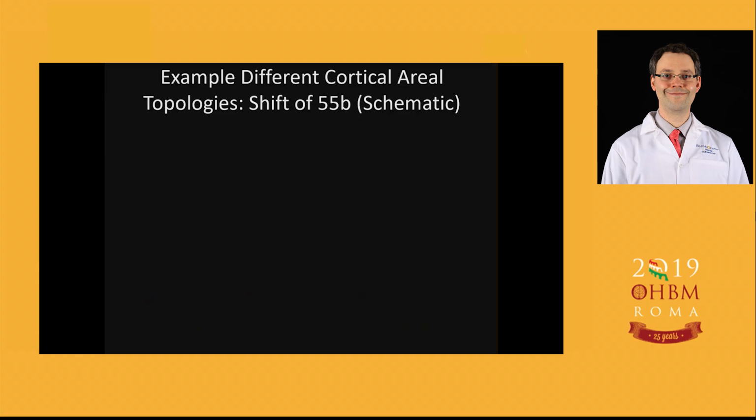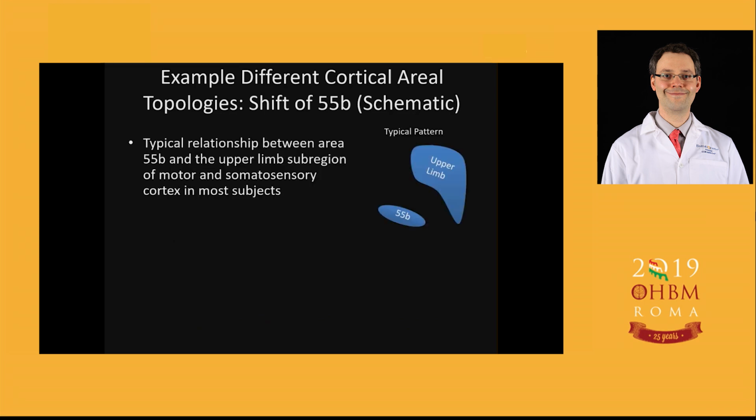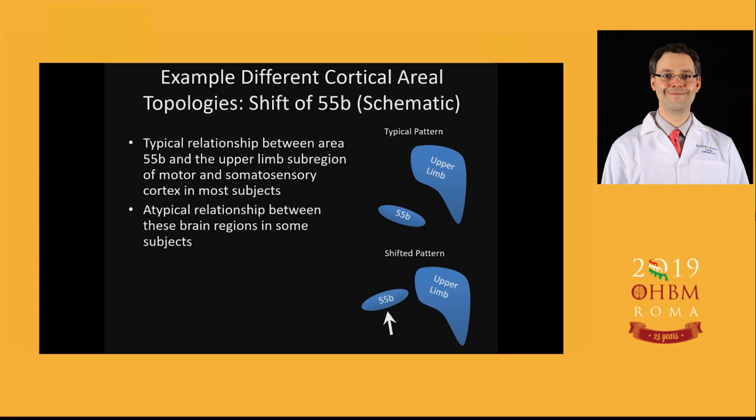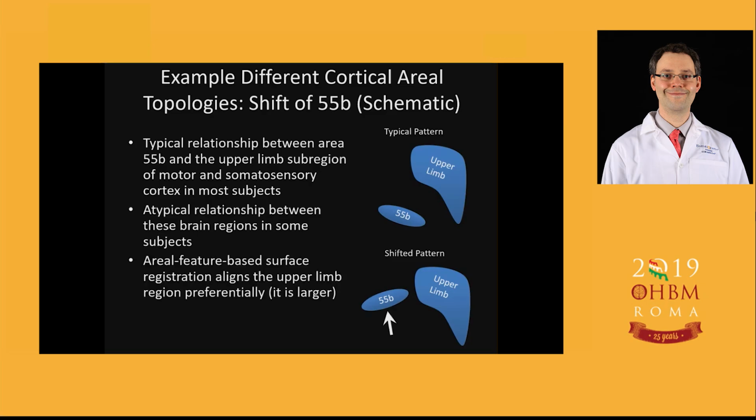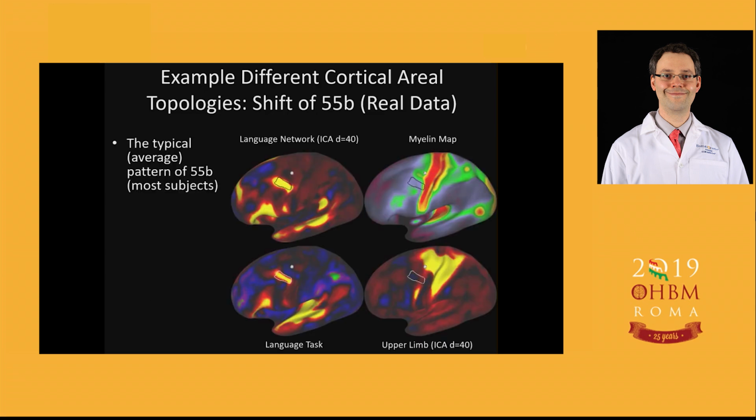All right, on to individual subjects, the last topic. So I want to focus on atypical cortical areas here. We'll use 55b as our example again, and I'm going to show you a shift of 55b. So first, the typical relationship between 55b and this sort of comma-shaped upper limb sensory motor region. So normally 55b points at the comma's tail, but in some subjects it actually is shifted up and points at the head of the comma here. So an areal feature-based surface registration will preferentially align this large feature here relative to this small one, causing this shift.